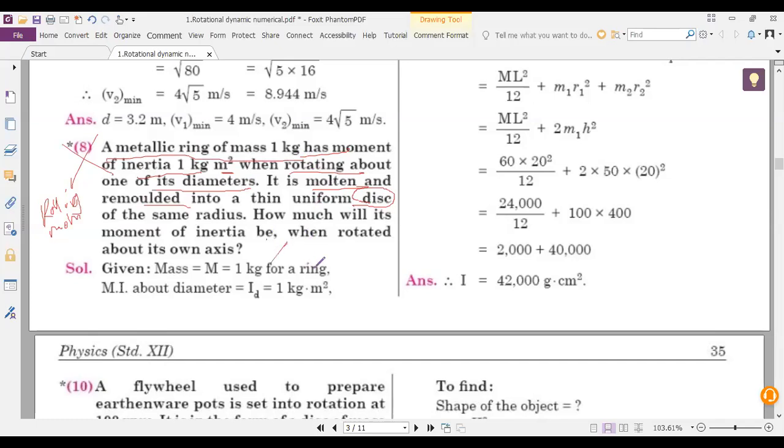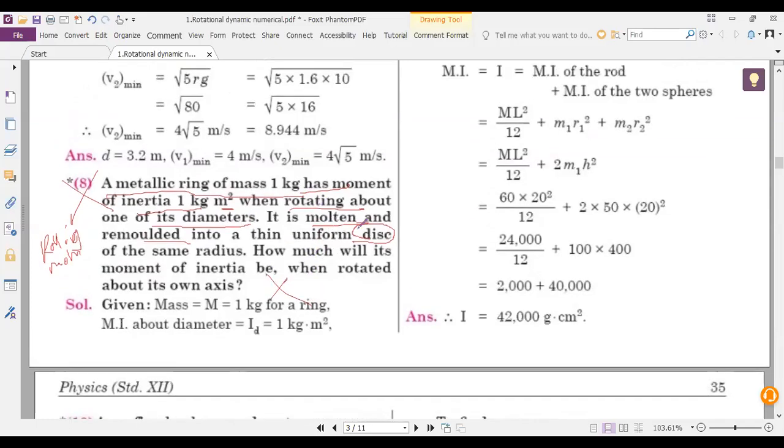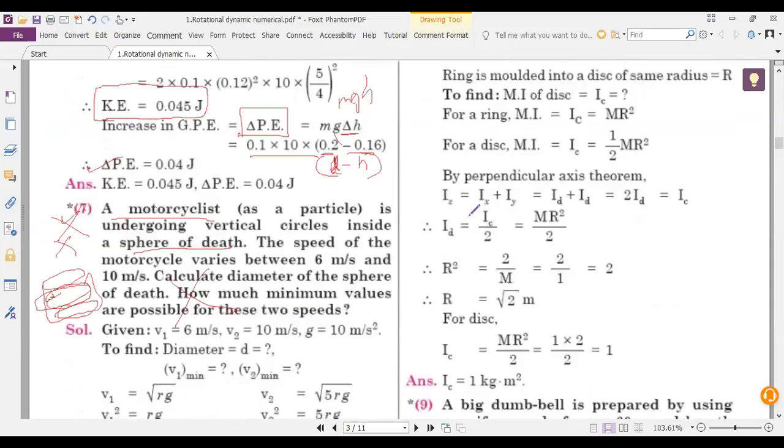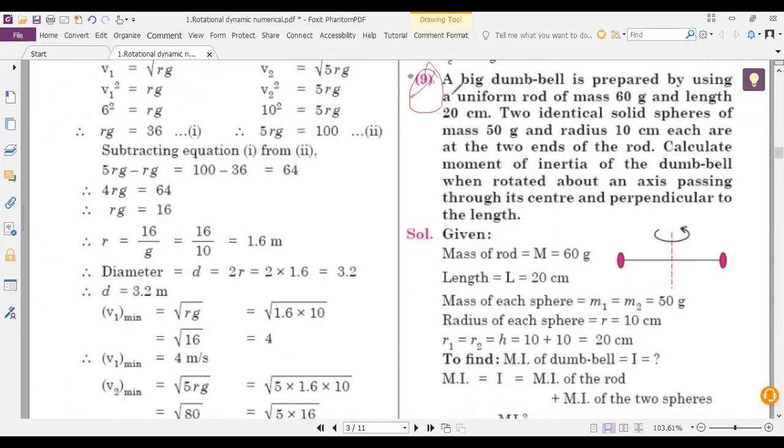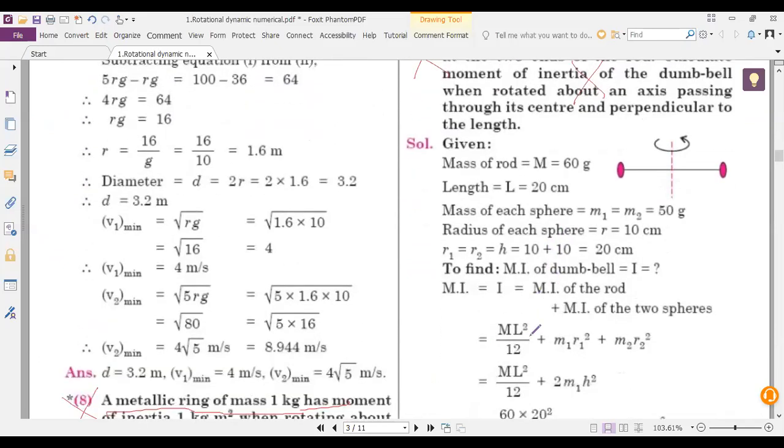This question is not there in your board exam, based on the reduced syllabus. So we directly come to the next question, question number 9. What is question number 9? A big dumbbell is prepared by using a uniform rod. Again the same situation: the rod and the disc formula is removed from your board exam. If the topic is removed, the numerical is also removed, because you don't know the formula for the rod. So question number 10 is also removed from your board exam.